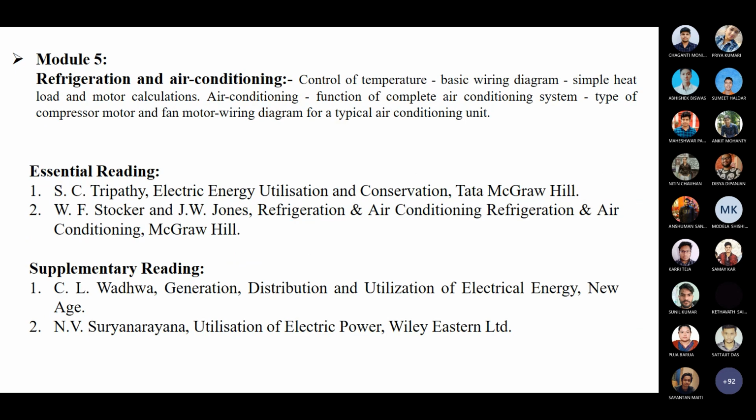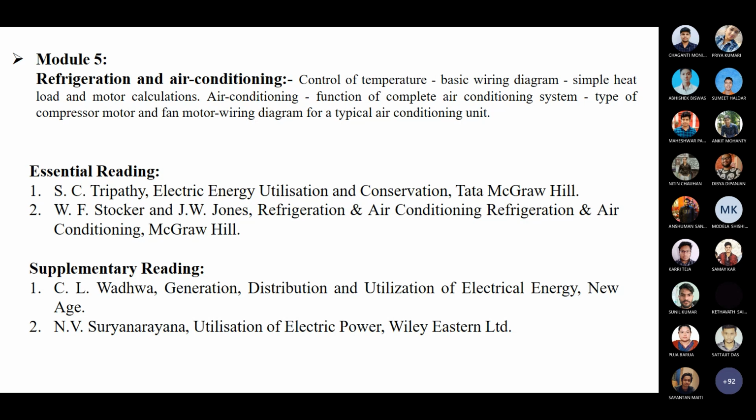Next that I am telling you about is the applications of different electrical appliances in our domestic as well as industrial aspects. So you know that domestic and industrial refrigeration and the air conditioning. These two are the control of the temperature, basic wiring, the diagram, simple heat, load, motor calculations, air conditioning, function of complete air condition system, type of compressor motor, fan motor. So different things are there.